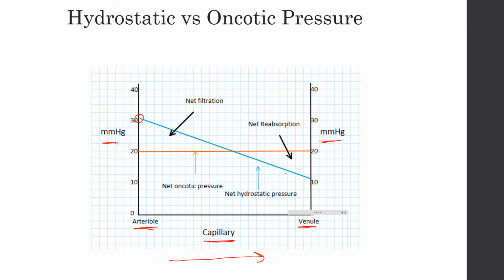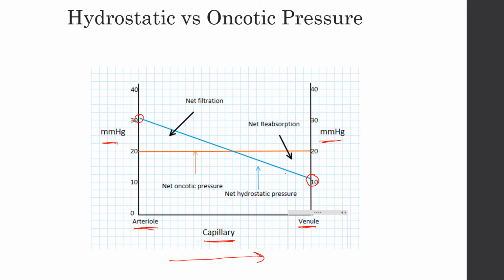And you'll notice that it drops as we go along the capillary, because at the venule side we calculated that too. That was approximately 10 millimeters of mercury inside the capillary, and again still -3 in the interstitial space. So that would have been about 13, which is an approximation, close to about 10. So you can see that the drop in pressure went from 30 on the arterial side to 10 on the venule side. That blue line represents the net hydrostatic pressure throughout the capillary.